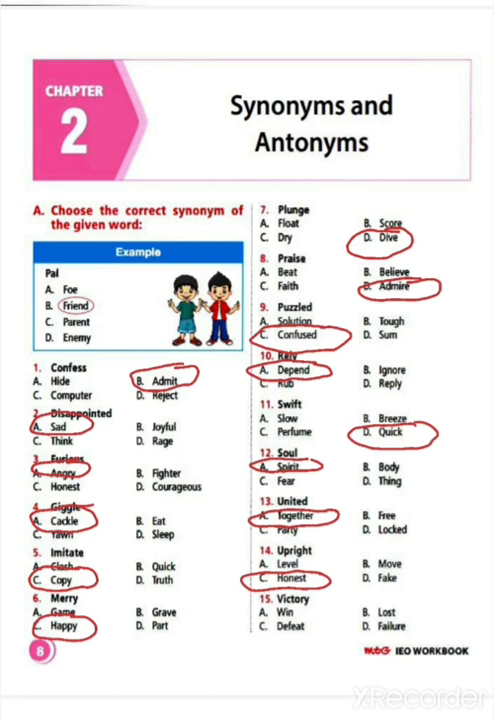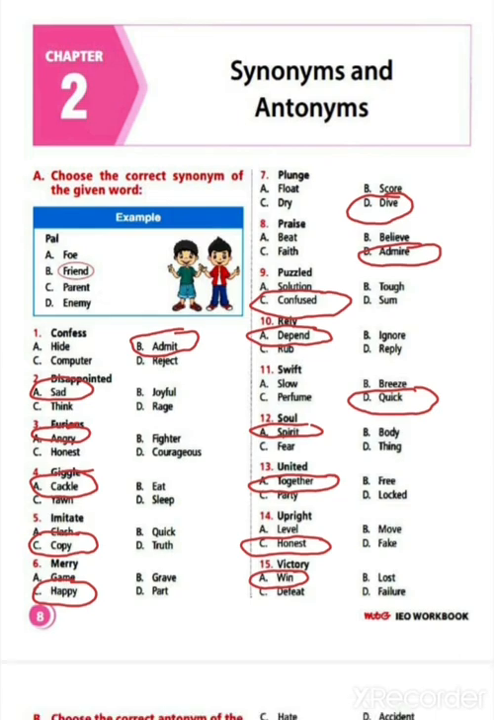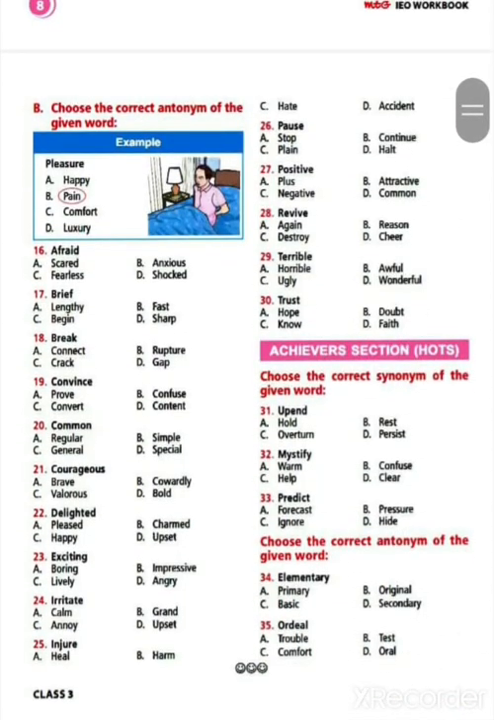Your options are win, defeat, lost, failure. So victory, we know that the synonym will be win. Option A, win. So 15 we have already solved. Exercise A is complete and here we had to choose the synonyms. Now we will move on to the next exercise where we have to choose the antonyms.